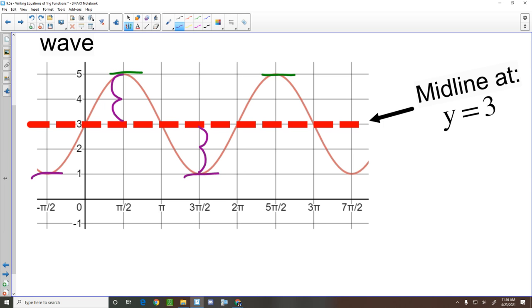Also, if I ask you, hey, what is the midline? We would write it as an equation, y equals 3. Not just a 3, because it's not just a number, it's an entire horizontal line where y is equal to 3. So make sure you've got that included if you're ever asked, hey, what's the midline? Or where's the midline? Put the y equals in front of it.